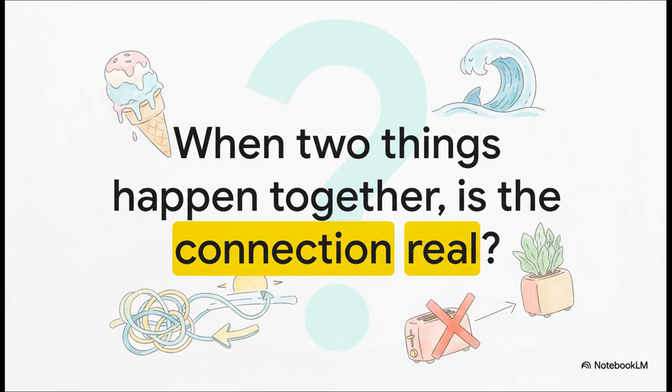So here's the central puzzle for today. You see two things happening at the same time. When A goes up, B goes up. They move in perfect sync. But how do we really know if one is causing the other? Is the connection actually real? That's the mystery we're going to crack.